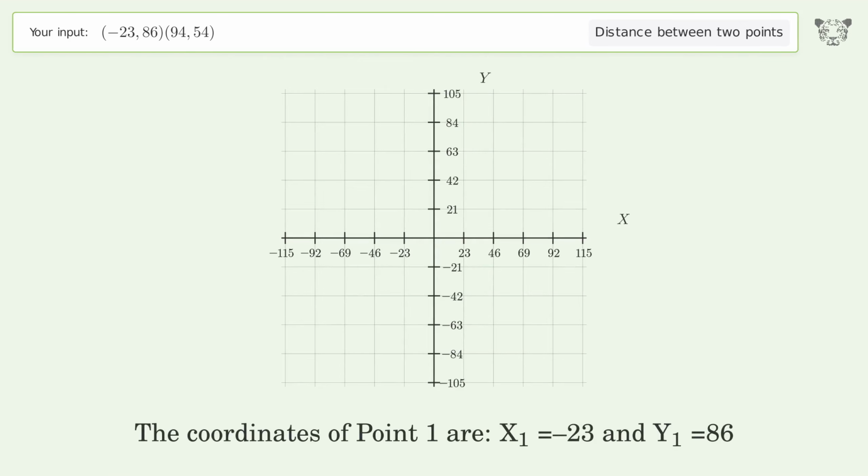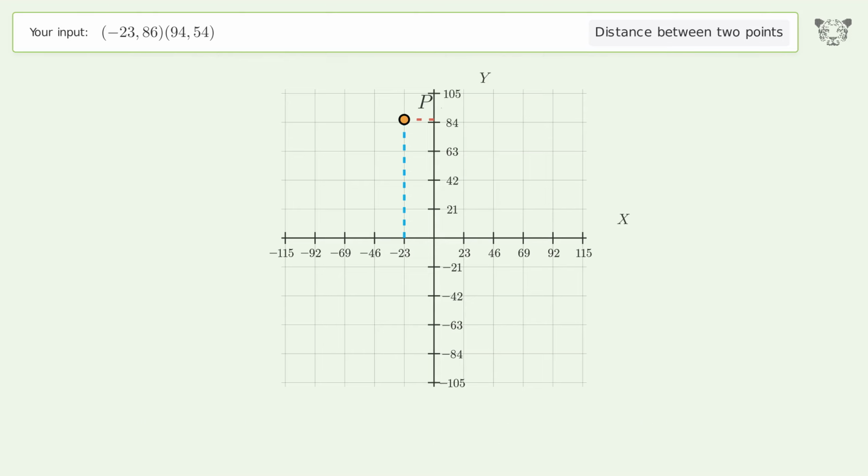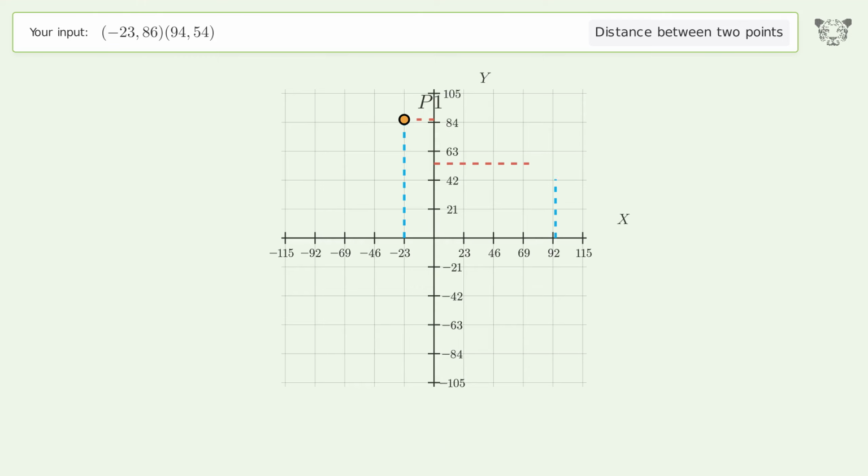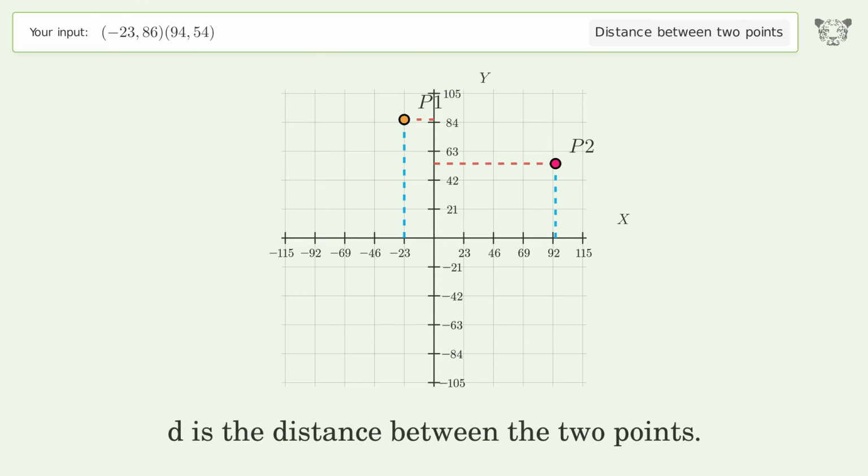The coordinates of point 1 are x1 equals -23 and y1 equals 86. The coordinates of point 2 are x2 equals 94 and y2 equals 54. D is the distance between the 2 points.